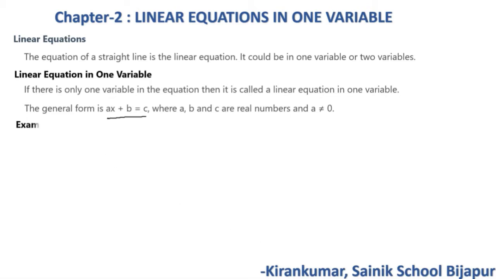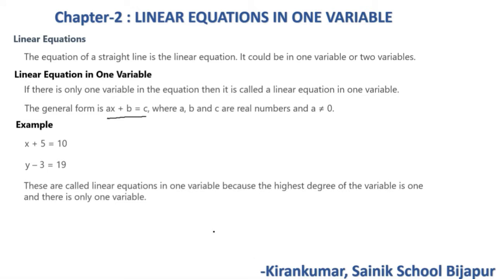For example, x plus 5 equal to 10 is a linear equation in one variable. y minus 3 equal to 19 is also a linear equation in one variable. These are called linear equations in one variable because the highest degree of the variable is 1. Here the highest degree of x is 1. The highest degree of y is also 1.